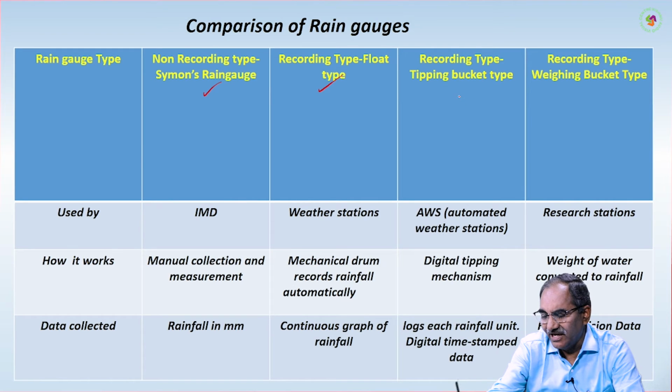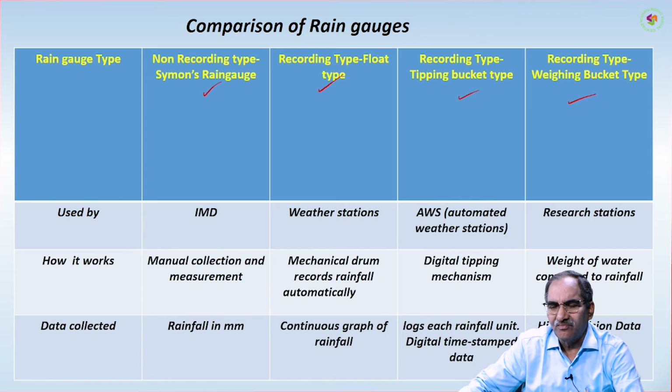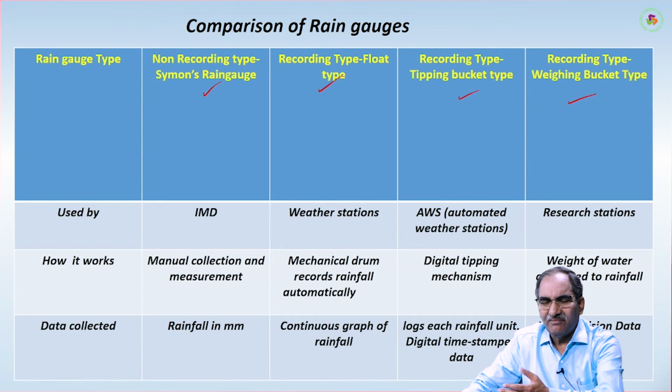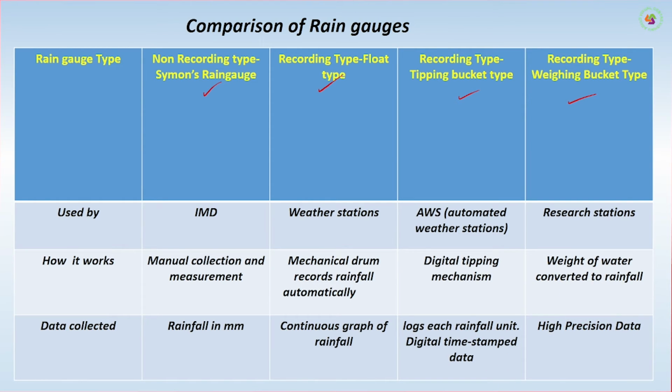But whoever wants to conduct some research work, normally people prefer the weighing bucket. The tipping bucket is also being used in a majority of stations. So now, how does it work?